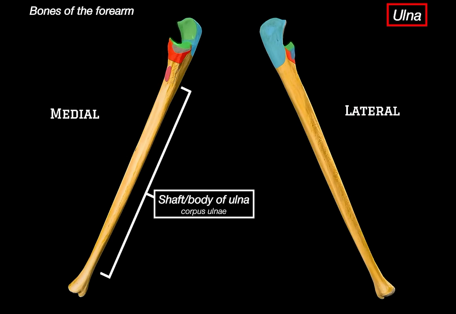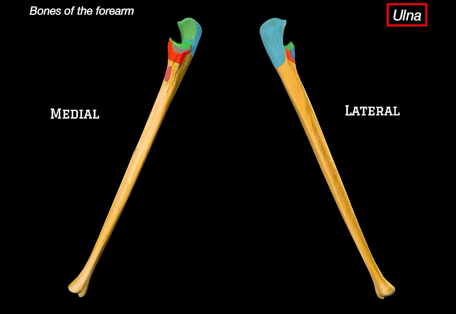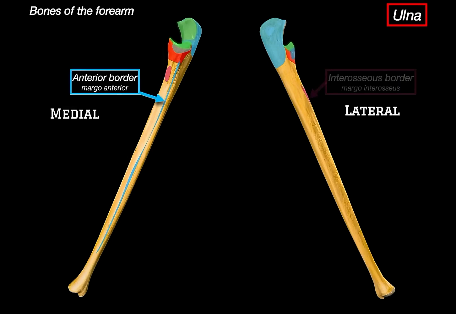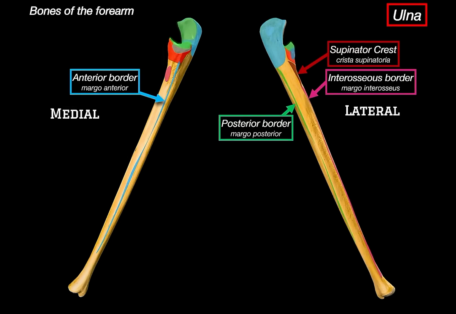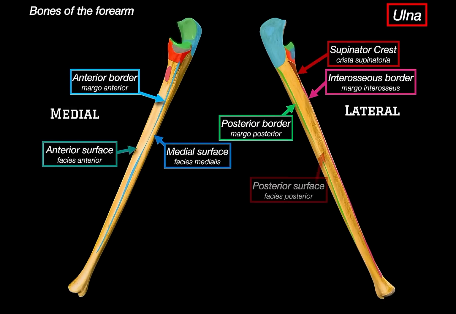Shaft of the ulna. The body of the ulna also has three borders: anterior border, interosseous border, posterior border. The interosseous border, which faces the radius, provides attachment for the interosseous membrane. Near the upper part of this border is the supinator crest, where the supinator muscle originates. The posterior border runs along the subcutaneous surface of the forearm and can easily be felt beneath the skin. Between these borders are three surfaces: anterior surface, posterior surface, medial surface. Each of these areas provides attachment points for forearm muscles.